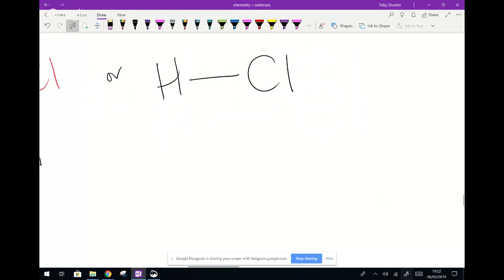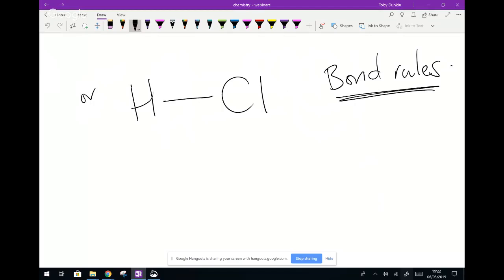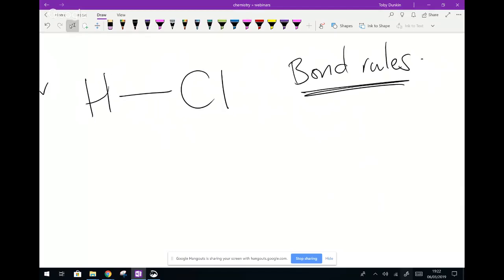So now, at this point, I need to pick up another box called bond rules. So this box is worthwhile knowing. And you know what? I often get asked by students, do I have to know them all? And the answer is no. The periodic table is your favorite piece of kit and it tells you them all.